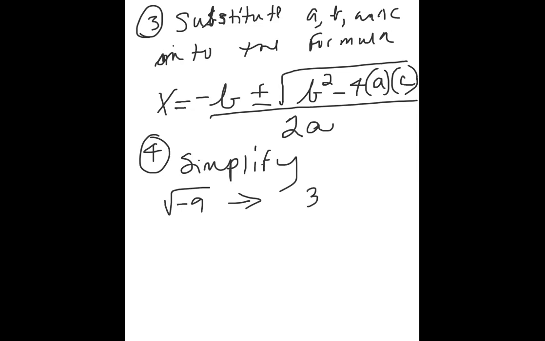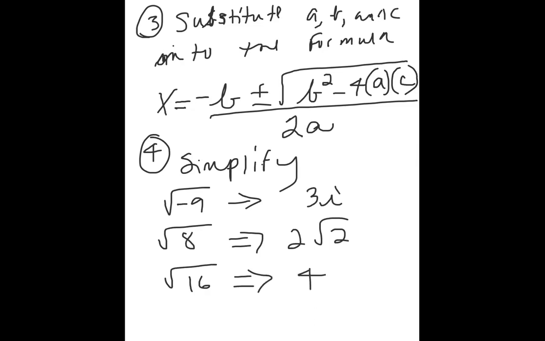3i. If you have the square root of 8, that needs to be simplified. When you simplify this, it's going to become 2 radical 2. If you have the square root of 16, you got to simplify that. That becomes 4. So make sure you're simplifying well. And furthermore, sometimes you have to reduce the fraction because this is a big old fraction, people.